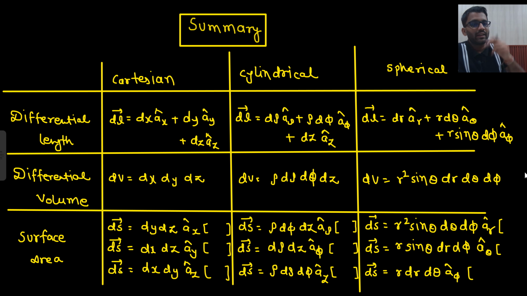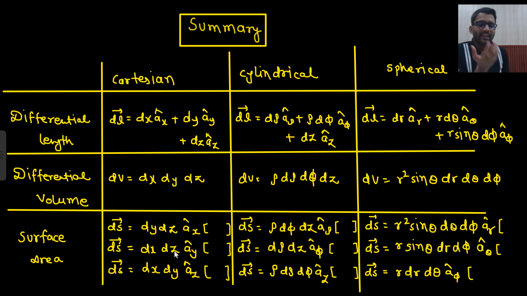And in case of spherical, what was it? dr, r d theta, r sin theta d phi. Right? What would be the volume? Simply multiplication of all the small lengths in all the directions. So dx into dy into dz, rho d rho d phi dz, and here r square sin theta dr d theta d phi. Okay, so you just need to write down the differential length, then you will be able to write down differential volume very easily.